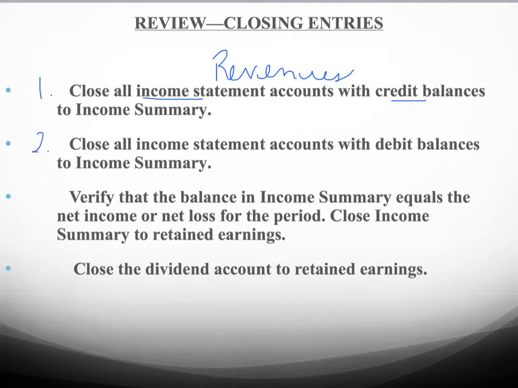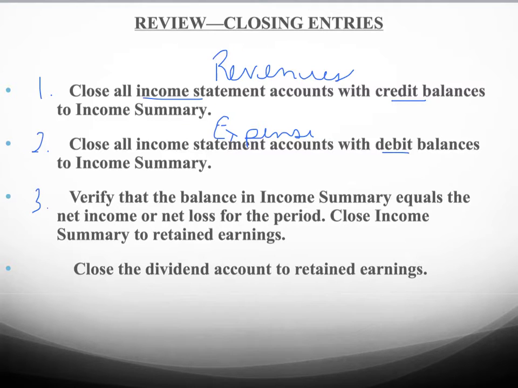Part 2, close all income statement accounts with debit balances to income summary. These are typically our expense accounts, along with some of our new additions such as sales discounts, sales returns and allowances, and cost of merchandise sold, cost of goods sold. These accounts have normal debit balances, and we're going to close them to the income summary.